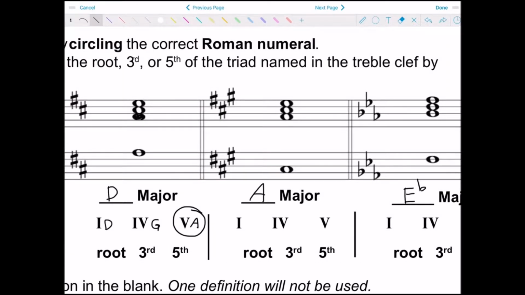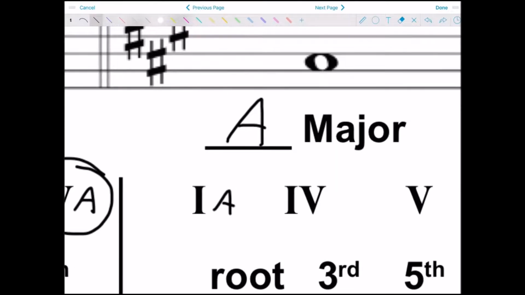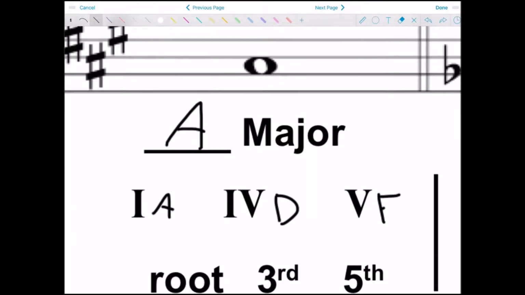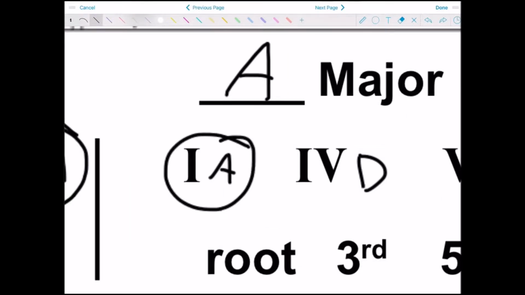A major, let's take a look here. A would be number 1, A, B, C, D would be number 2, E would be number, or not number, D is not number 2, D is number 4, E is number 5. So let's take a look at the bottom note here. That is an A, so that should be the 1 chord.